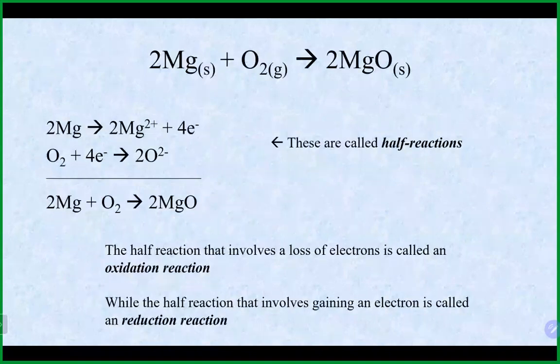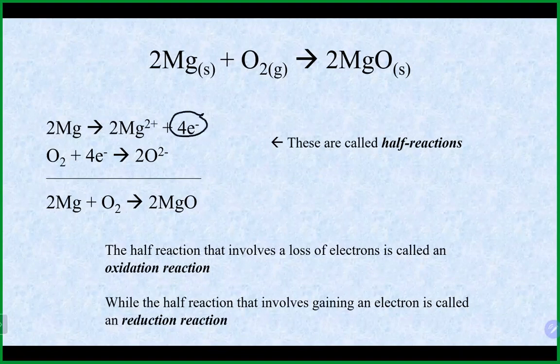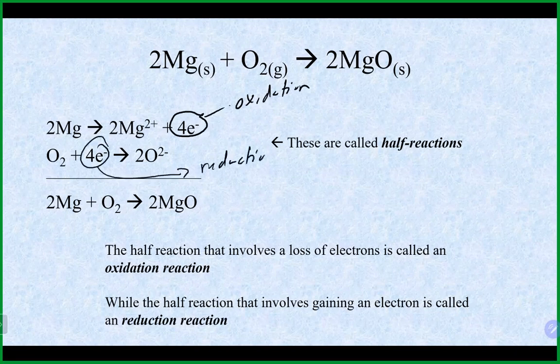And one thing when you do write half reactions, which we probably won't do too much in here, electrons should be on the product side in the oxidation reaction, like they're being lost or given off. And electrons should be on the reactant side in the reduction reaction, like they are being gained, basically, in this case.